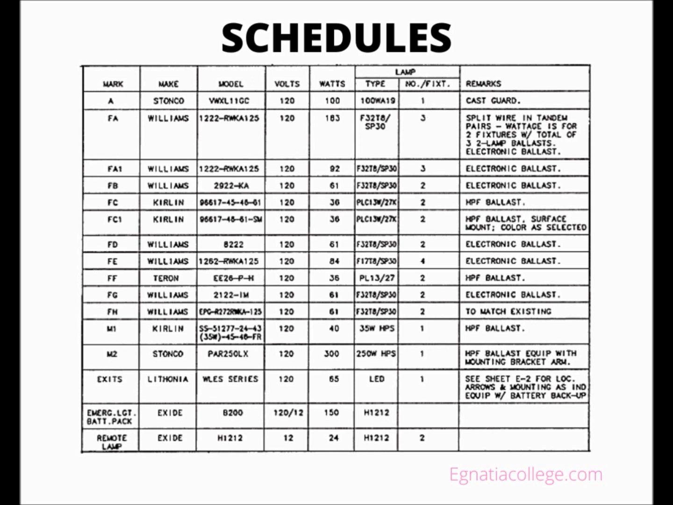Mark: the label used to indicate a fixture type. The mark is written on or next to each fixture on the plan. Make: the identification of the manufacturer being used to establish the specific design requirements needed to aesthetically and functionally light the various rooms or areas.